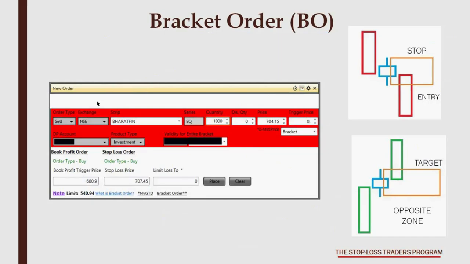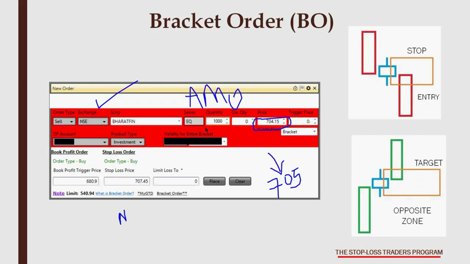Now you'll not be able to place a cover order till you place a normal order. Okay, the cover order is only placed after the normal order. Once you get the complete fill, once you get all your shares filled, only then you are supposed to place a cover order. Only then the broker will allow you to place this kind of order, the cover sell order.